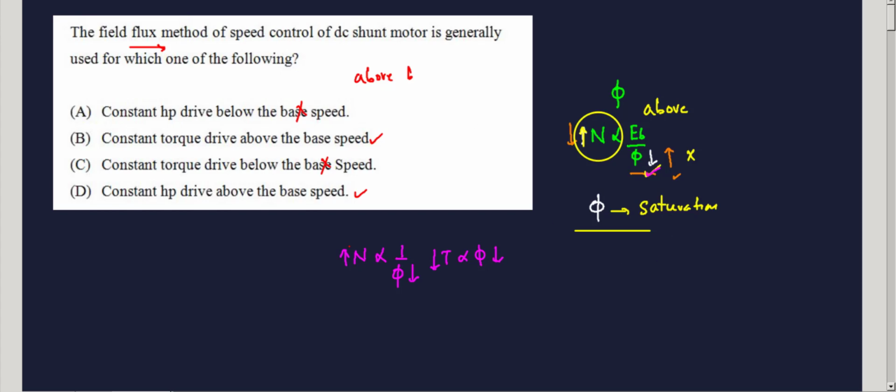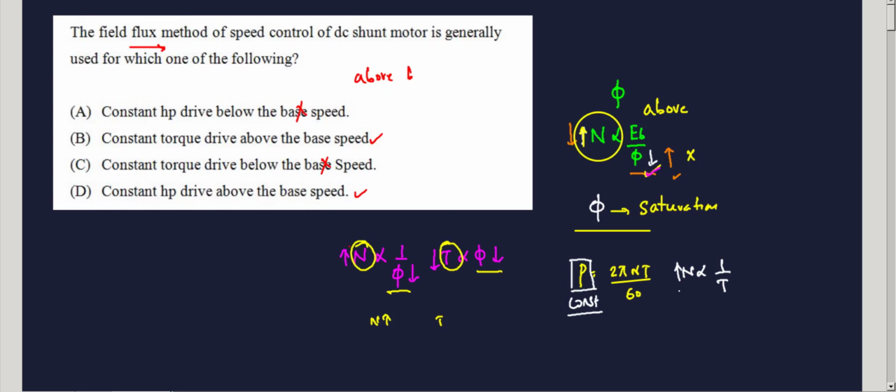We know that power equals 2 pi NT by 60. That implies, if you see here, flux decreases, speed increases, torque decreases. So if speed increases, torque has to decrease, which makes power constant. If I make power constant, speed is inversely proportional to torque. Speed increases, torque decreases.